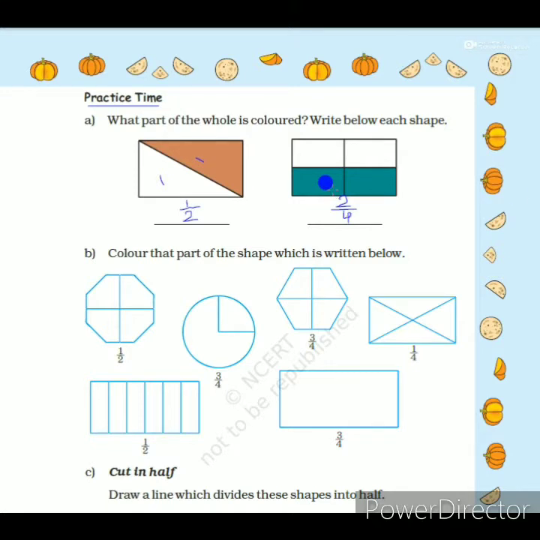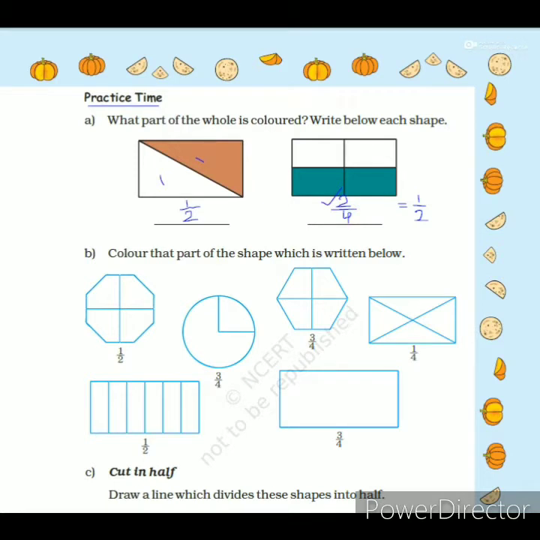This is also a half. If we reduce this fraction into reduced form, we will get 1 by 2. 2 divided by 4 also we can write as 1 by 2. But here in the fraction we have to write 2 by 4, which means a total of 4 parts are there, out of which 2 parts are colored.